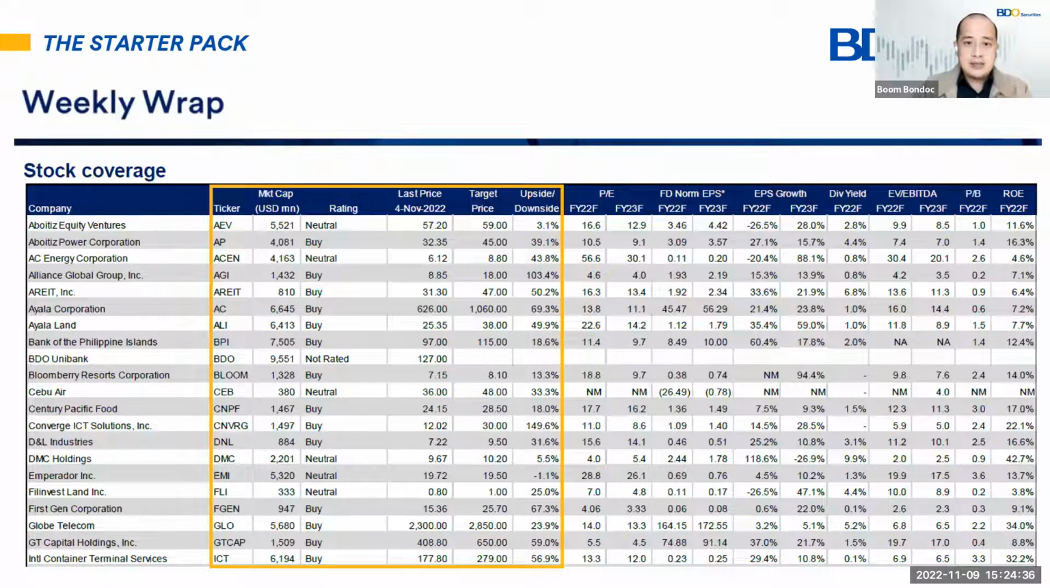So if you look at this, just a quick example. Let's say you look at Converge here in this report. You will see here the rating is buy, and the upside is almost 150%, right? So it means that perhaps you would want to consider Converge, thinking that in the next 12 months it may go up to as high as 150%. That's how you read the report. You also see here different details such as the PE ratio, the dividend yield, and so on.